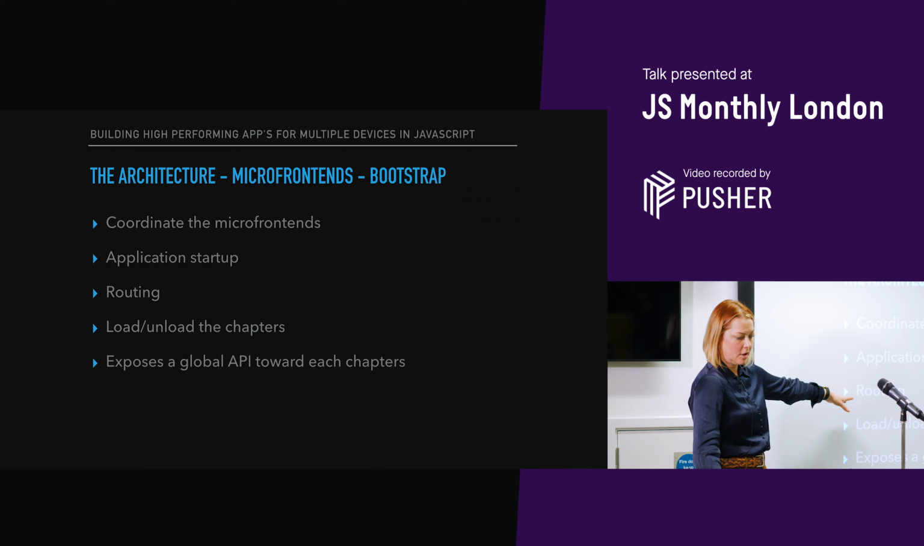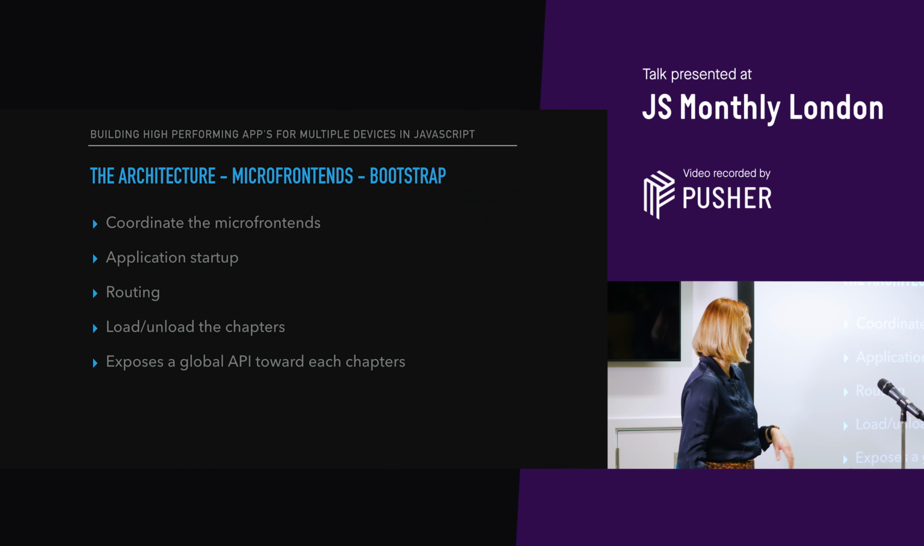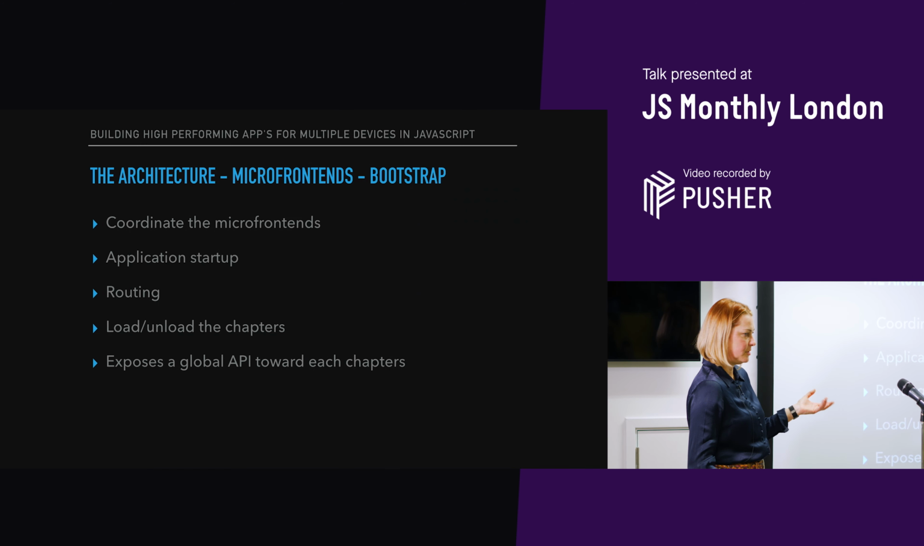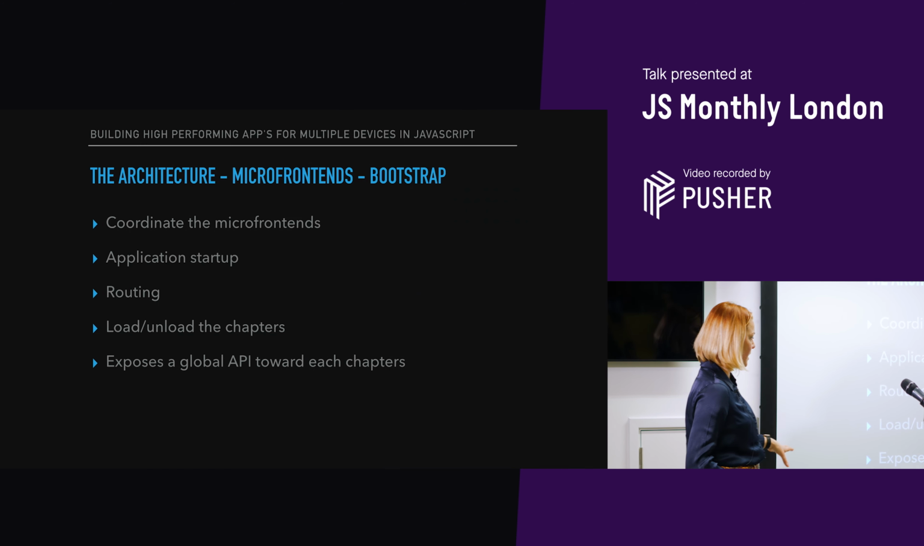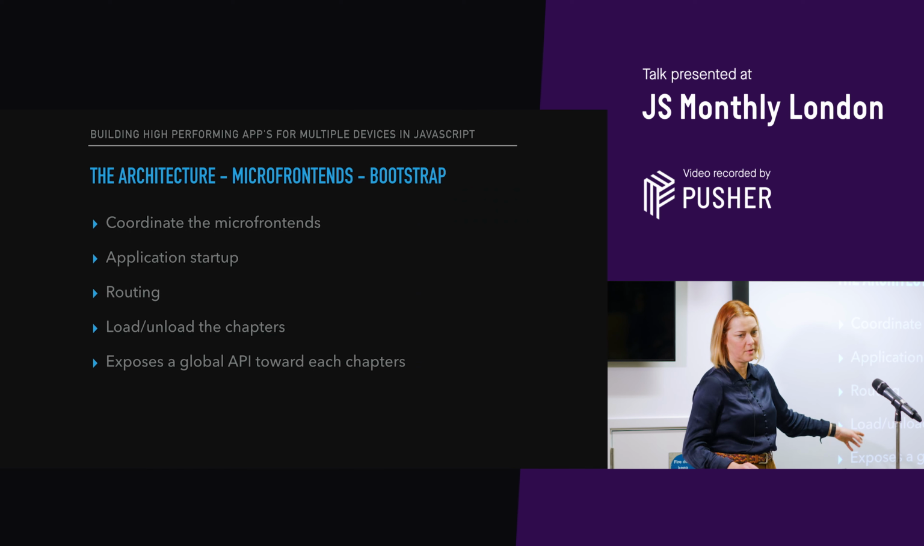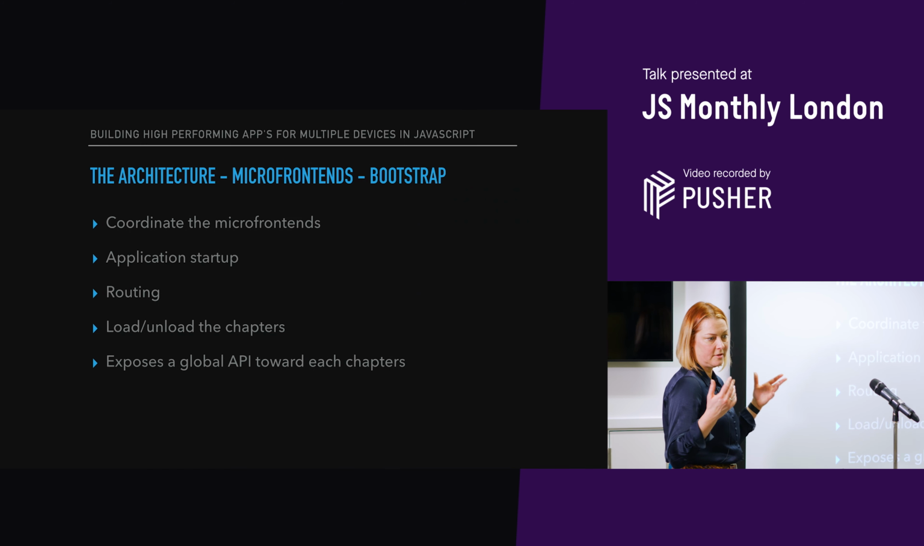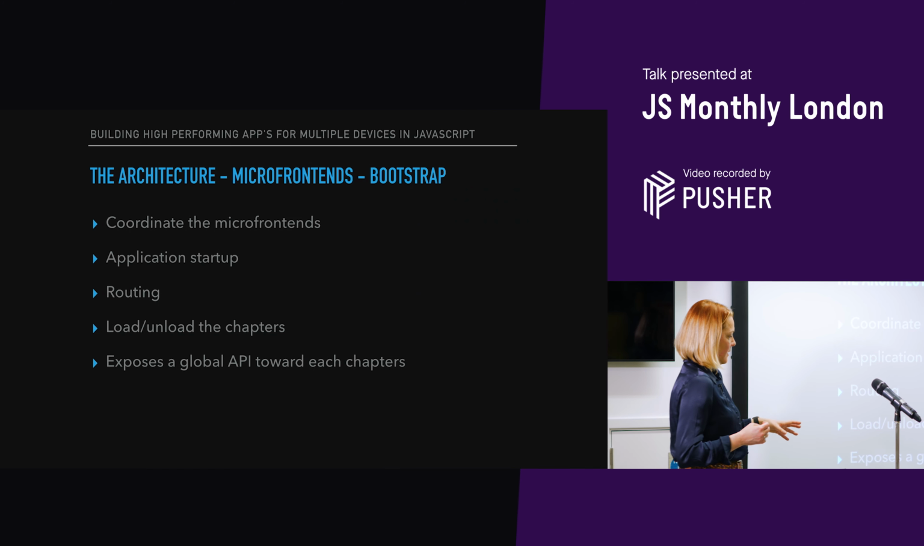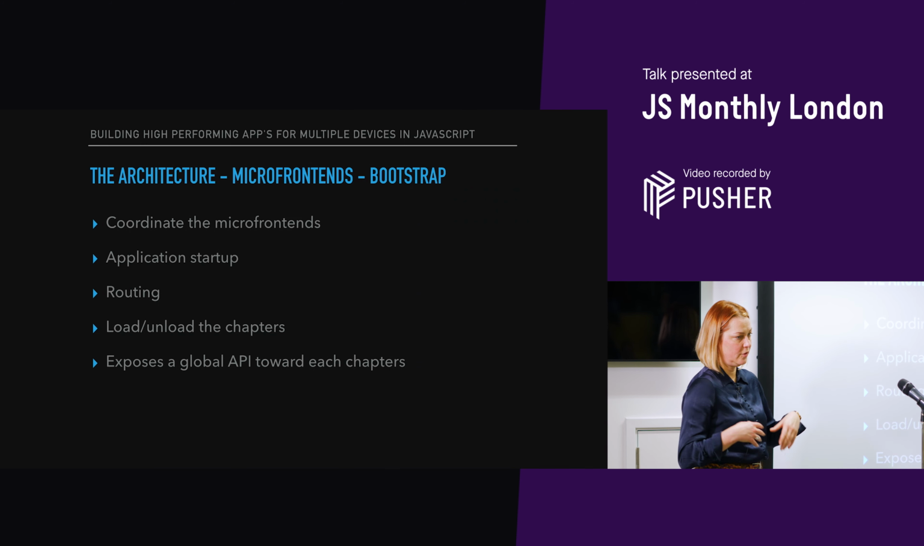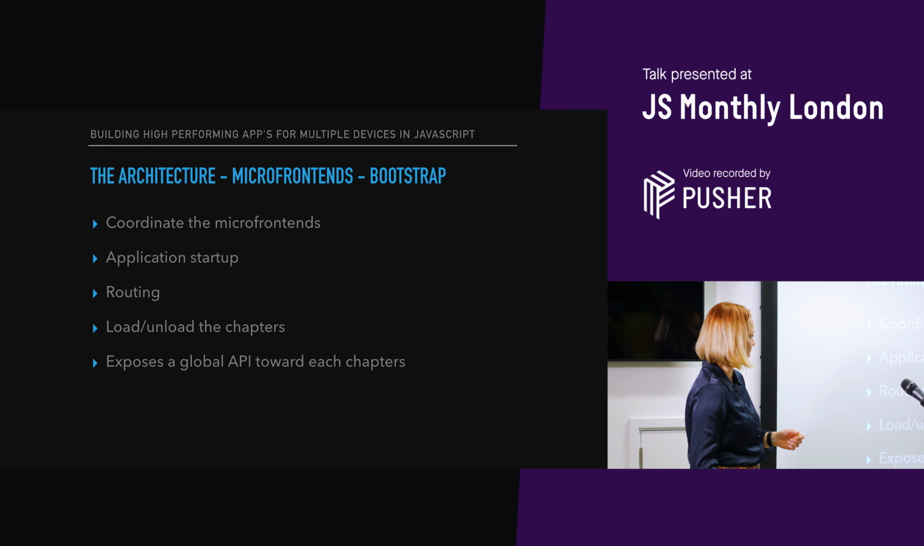Also, it would be responsible for the routing of our application, download the chapters, and we have something that we call a global API or global DAZN variable, and Bootstrap would expose it toward our chapters.